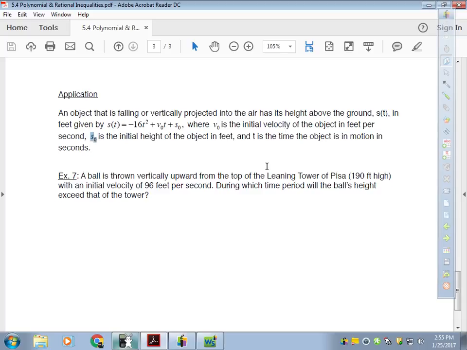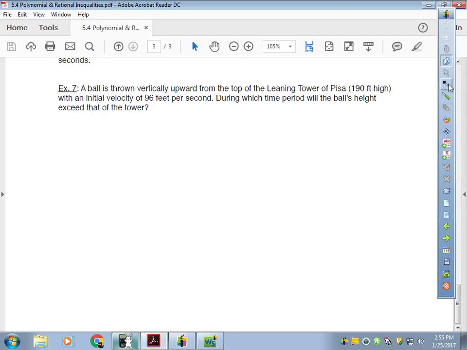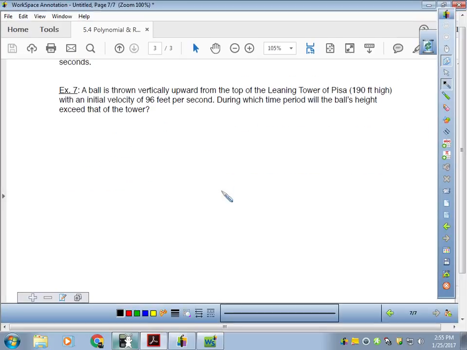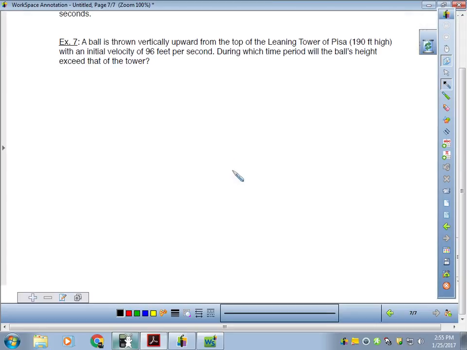And then you're going to do something with it. So let's look at our problem. Our problem says, a ball is thrown vertically upward from the top of the Leaning Tower of Pisa, which is 190 feet high, with an initial velocity of 96 feet per second. During which time period will the ball's height exceed that of the tower?